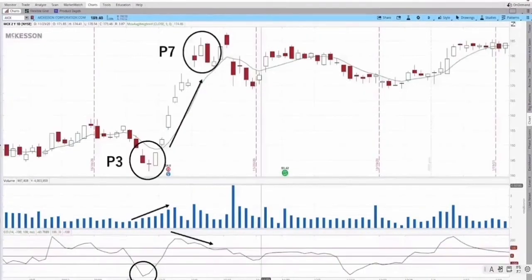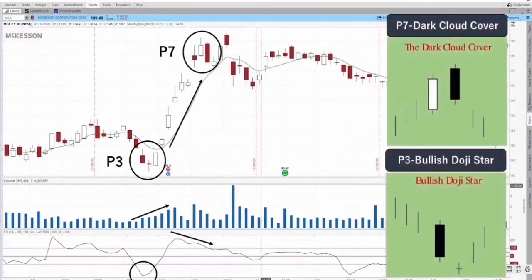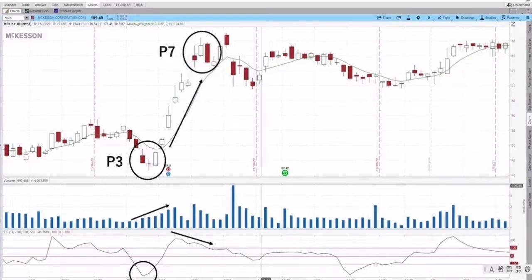This is another trade example. So this chart shows the two candlestick symbols, pattern 3 and pattern 7. Pattern 3 is bullish doji star, and pattern 7 is a dark cloud cover. So in order to make your trade successful, you may use other tools to help you trade candlestick patterns before you take position. So let's see the setup for this trade.